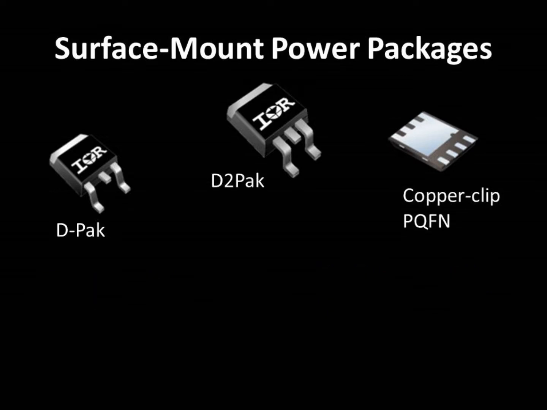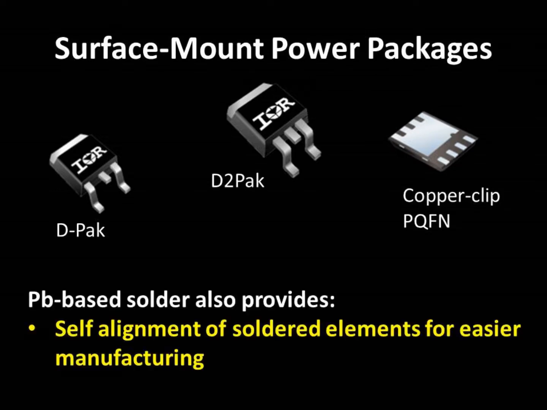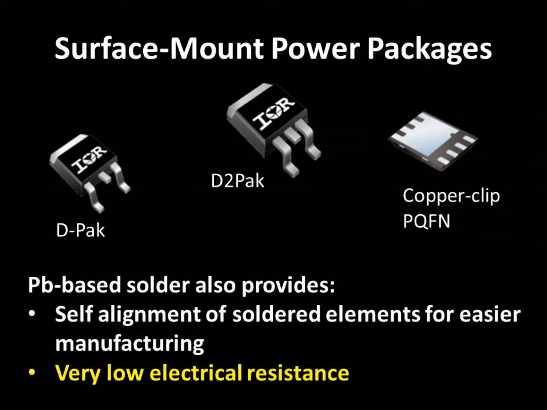There are some other reasons why MOSFET suppliers stick with a lead-based solder. For example, it provides self-alignment of soldered elements, and there's not much manipulation of the die that has to be done when the die is placed onto the solder attach. So ultimately, the lead-based die attach allows for easier MOSFET manufacturing. And there are some other benefits, such as the very low electrical resistance of the solder.